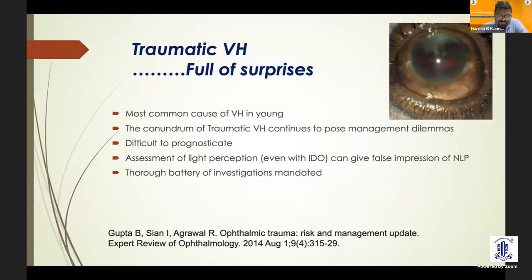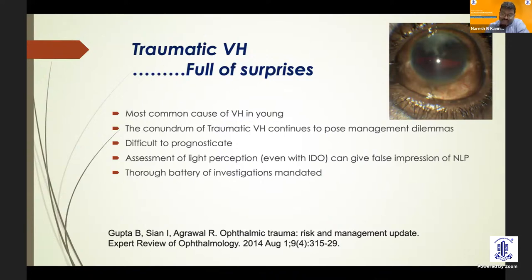And assessment of light perception, usually done regularly, gives a wrong perception that the patient is having NLP. No light perception is not a contraindication for doing any surgery or vitreous surgery in case of trauma, because close to 25 to 30% of the patients who are NLP preoperatively can have PL or better vision after surgery.